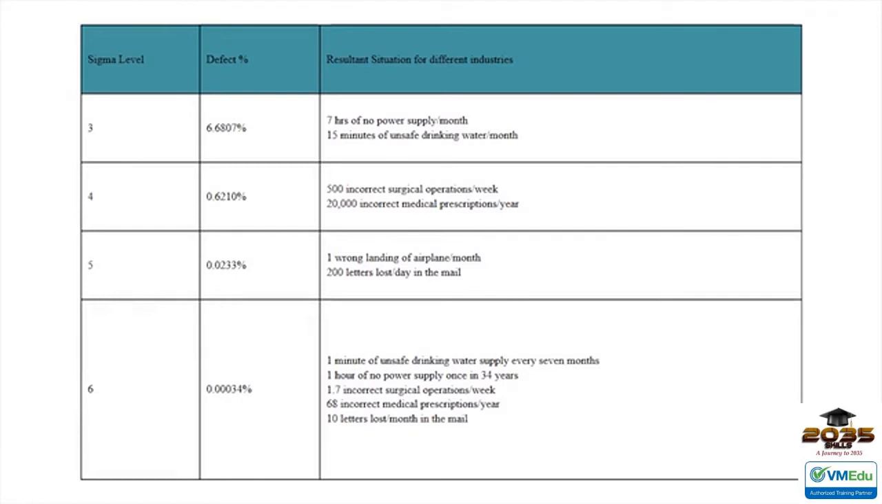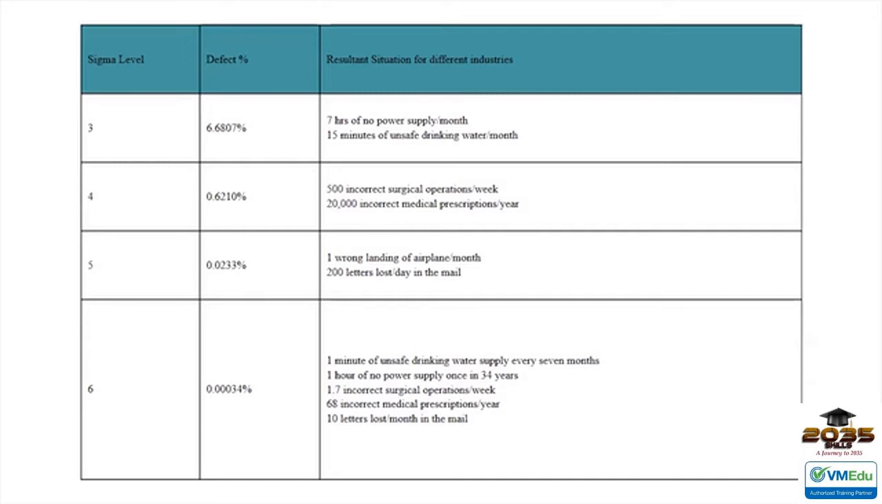Sigma level 3, 6.6807%, 7 hours of no power supply per month, 15 minutes of unsafe drinking water per month. Sigma level 4, 0.6210%, 500 incorrect surgical operations per week, 20,000 incorrect medical prescriptions per year. Sigma level 5, 0.0233%, 1 wrong landing of airplane per month, 200 letters lost by day in the mail.